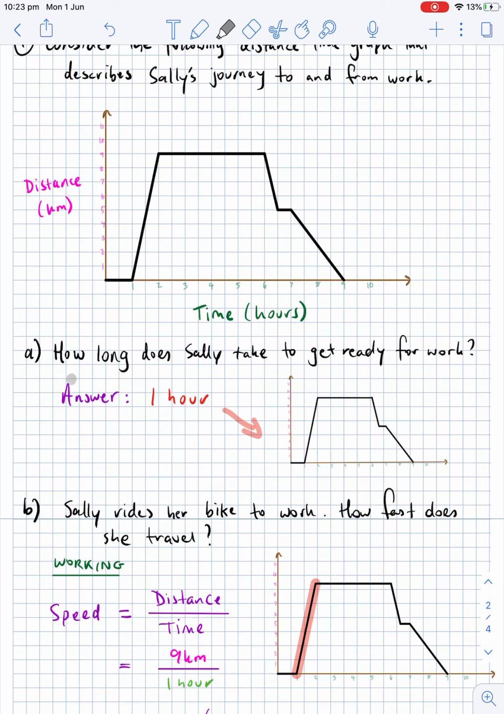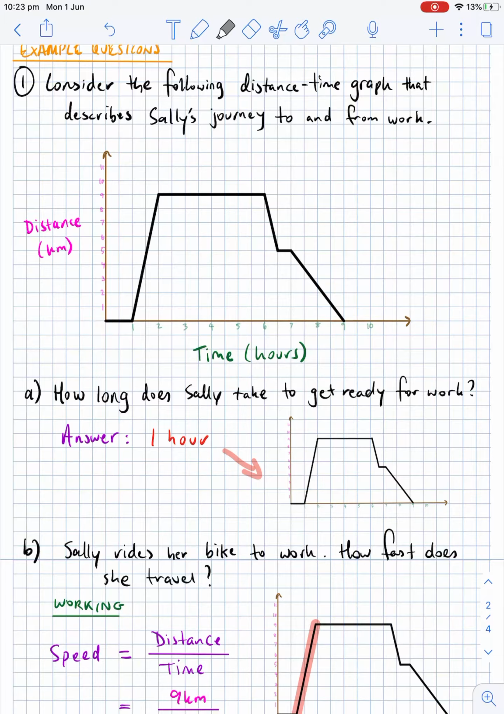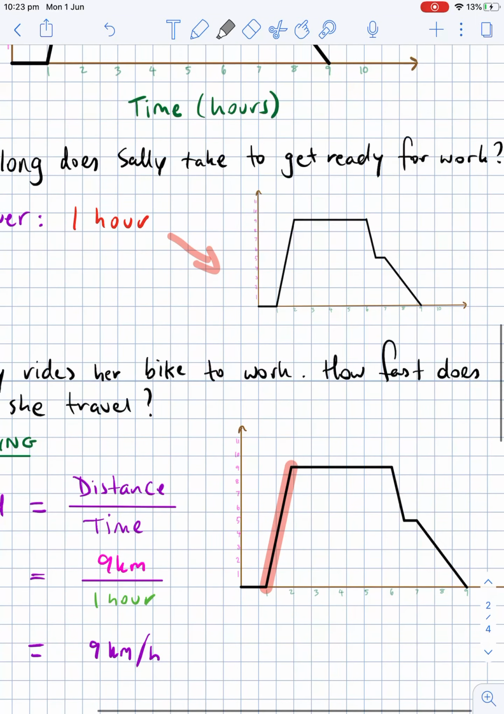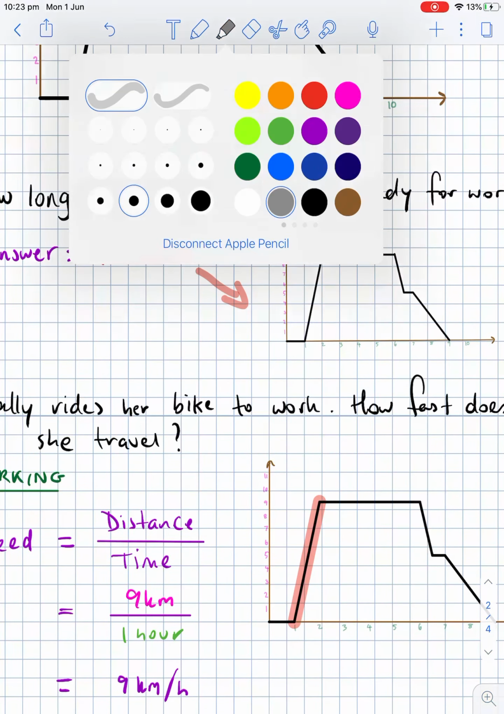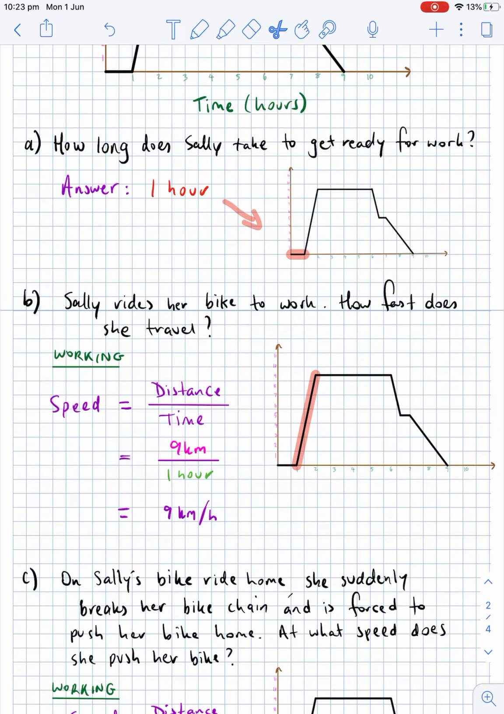Okay, so how long does Sally take to get ready for work? So that's going to be before she leaves. You can see here in this situation where she's staying at home, that's when she's probably getting ready for work. So she's getting ready for work for this whole time period, and that's going to be from 0 all the way to 1. So that's going to be 1 hour right there. So she's got 1 hour of getting ready. If I just highlight that part there, that length there is going to take her 1 hour.